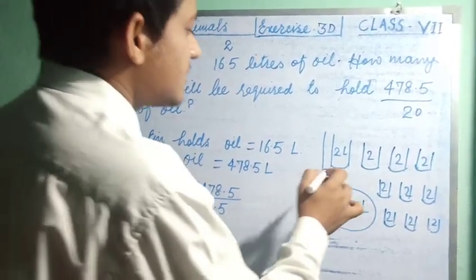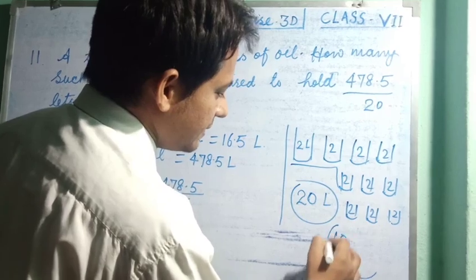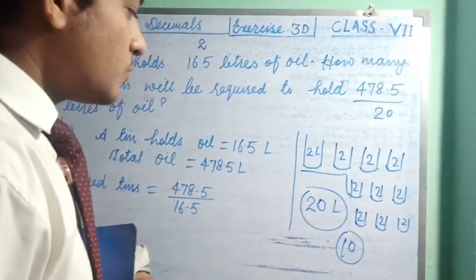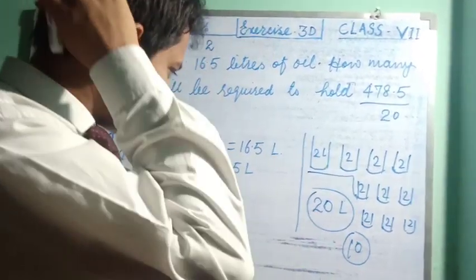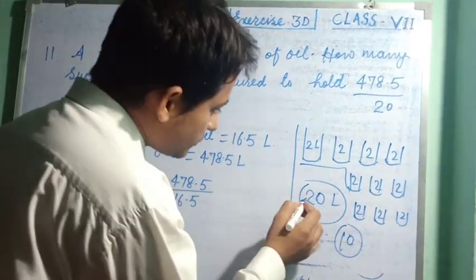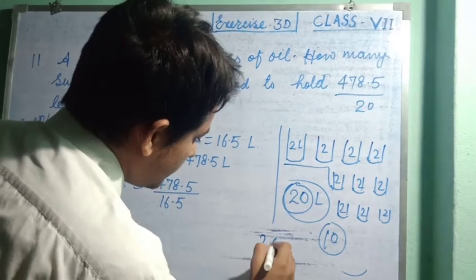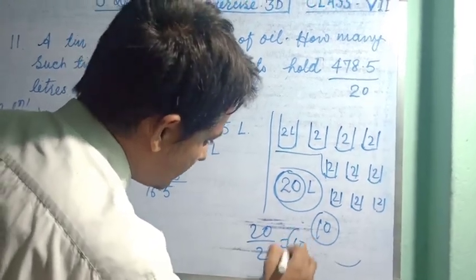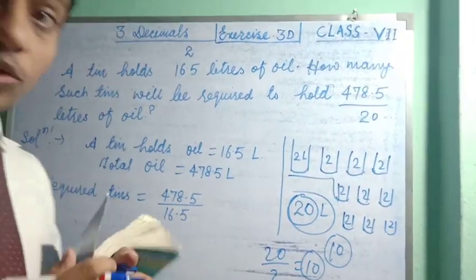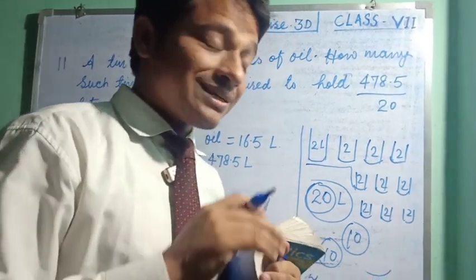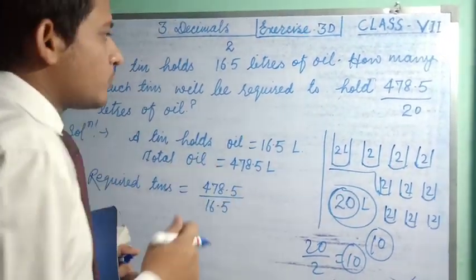That means the answer is here. Answer is 10 tins. Why does 10 come? Yes, it's very simple. We have to divide this 20 by 2. This 20 by 2 becomes 10. We have to find the clue how to solve the question, and we have to create the concept to approach the question.